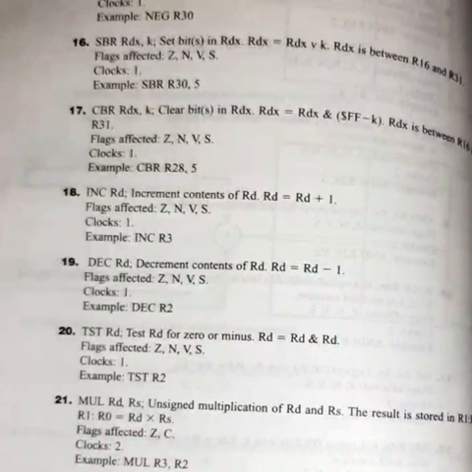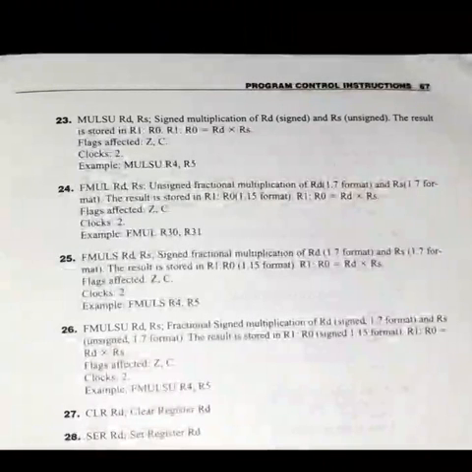There are many more arithmetic and logical instructions for the AVR microcontroller. The 27th instruction is CLR RD, that means clear register destination, and the 28th instruction is SER RD, that is set register destination.